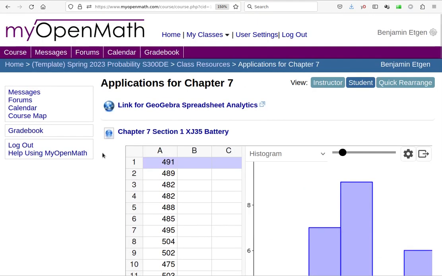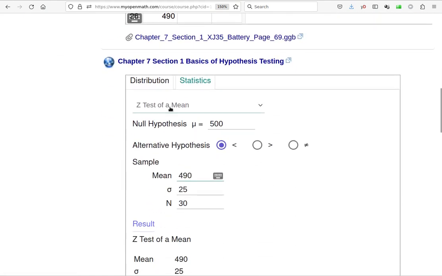So hopefully that ties those ideas together. You can use a spreadsheet to compute the mean. You can then use the normal probability distribution to find the probability of being at least that extreme. If you do that, be sure to use the standard deviation of the sample means. That's given to you with the formula sigma, the population standard deviation, divided by the square root of n. Or we can use the spreadsheet analytics in GeoGebra to give us that z-test of a mean directly or from the spreadsheet.